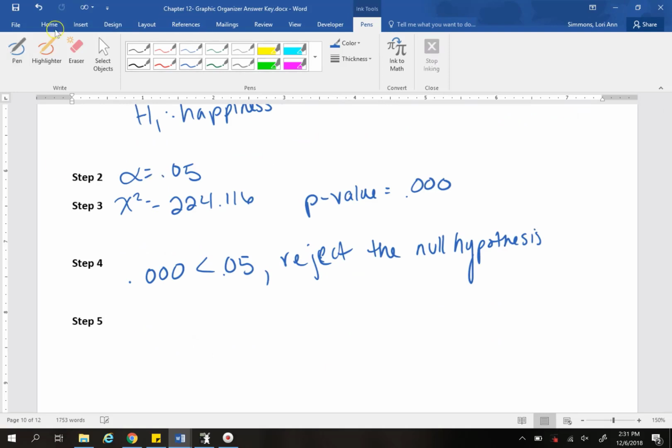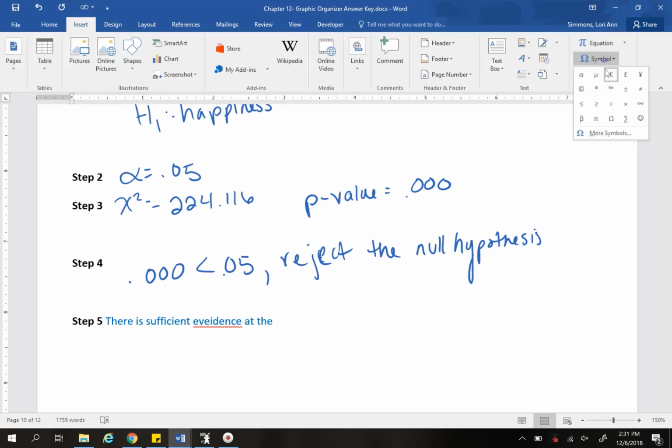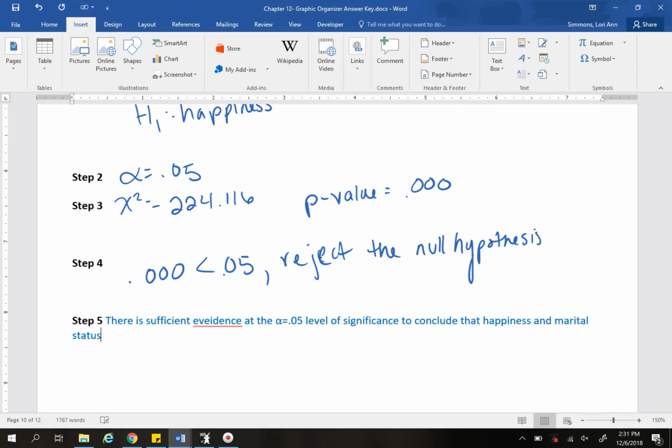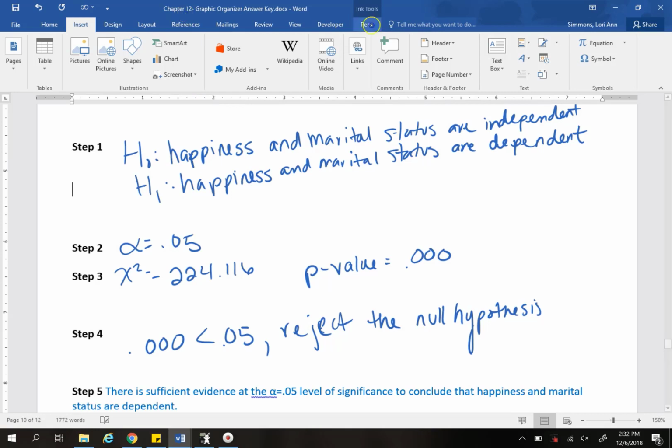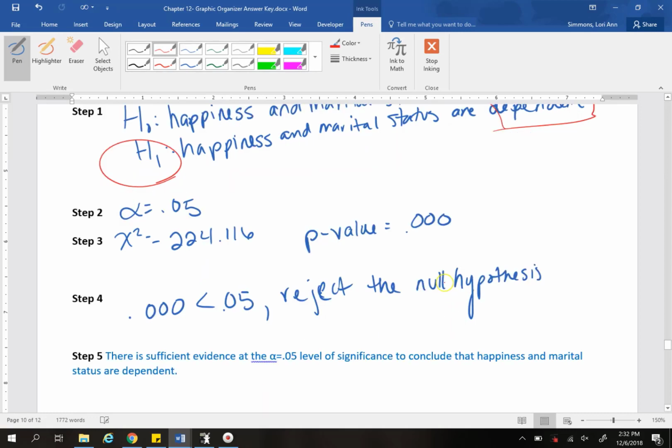Step 5, we're going to state the conclusion. There is sufficient evidence at the alpha equaling 0.05 level of significance to conclude that happiness and marital status are dependent. All right, we're going with the alternative, so we can say that they are dependent.